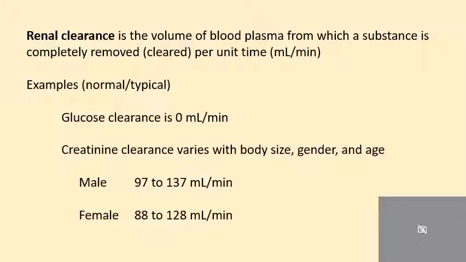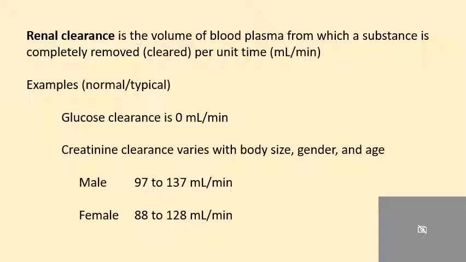Glucose is a nutrient. It's an important molecule. We need it in the body. It is not a waste. So glucose clearance is 0 milliliters per minute, meaning it is not removed from blood plasma. Glucose is filtered. It's part of filtrate. So it is removed from blood plasma, but it's all put back into blood plasma. It's filtered and 100% reabsorbed. So no glucose is cleared from blood plasma. So the clearance is 0 milliliters per minute.